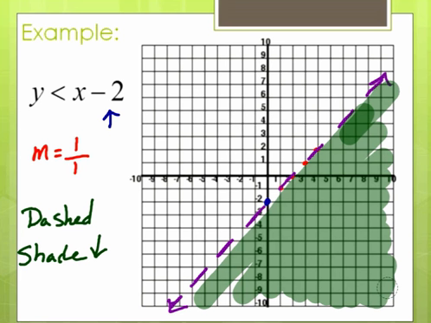Once again, we had a dashed line and we shaded below because it was a less than sign. And we can only know that after it is in slope-intercept form, which in this case it was. Alright, let's look at another.